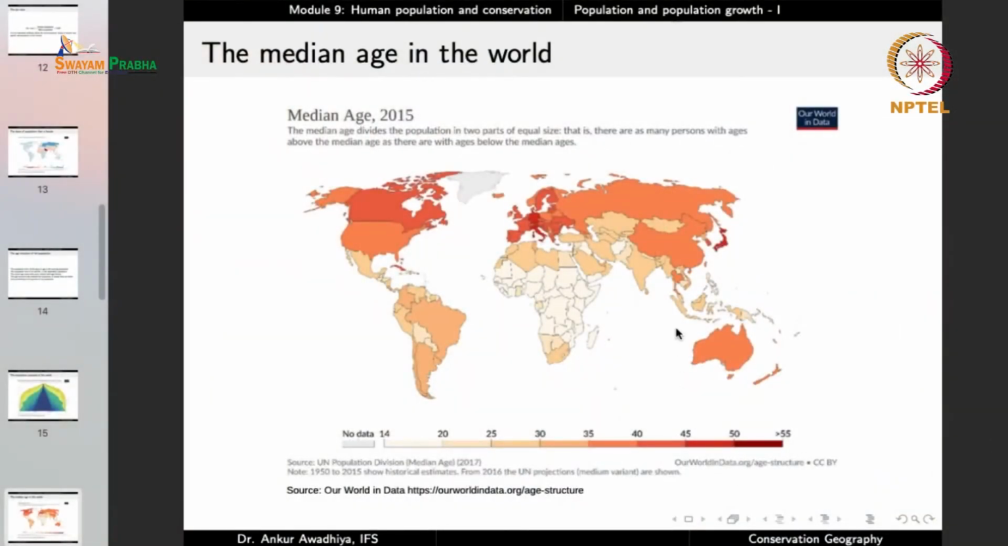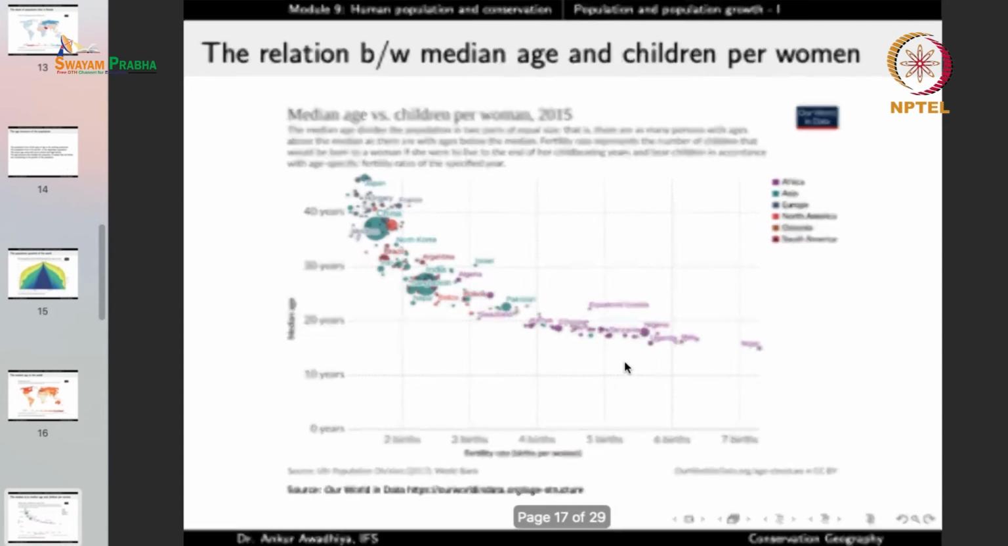So in a large fraction of countries, like in our country, we have a median age between 25 to 30 years. And so we have a youthful population. It is not as old as the Japanese population or as old as European population, but it is not as young as the African population.